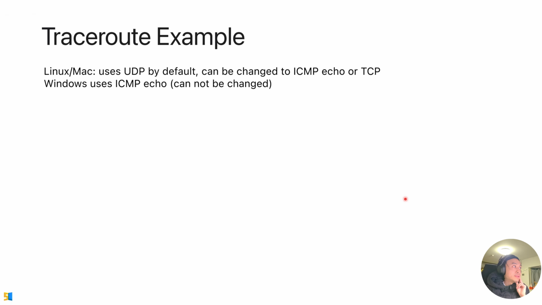So for example, I'm going to show an example here. In Linux or Mac, traceroute uses the UDP protocol by default, but we can change it to ICMP echo ping, right? Or TCP if we want. But in Windows, if we use traceroute, it will use ICMP echo ping and cannot be changed.